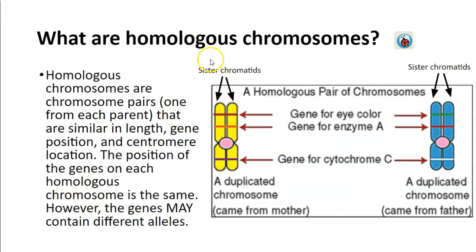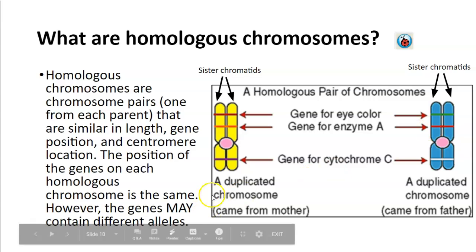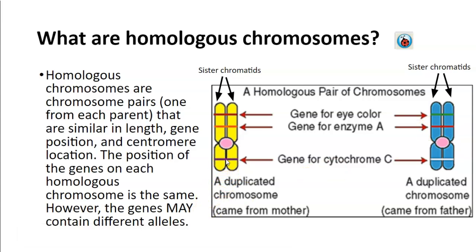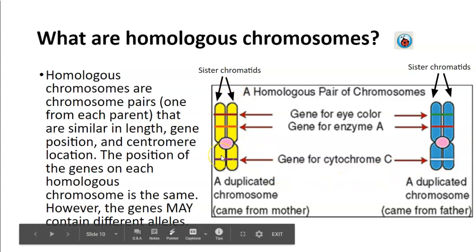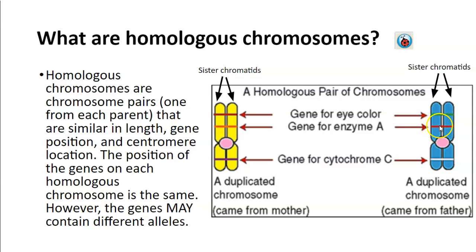Again, when you look at a pair of homologous chromosomes, remember that each chromosome is composed of 2 sister chromatids that are identical. So when you look at these homologous chromosomes, you can see that they both have the gene for eye color right here and right here. Now, the versions of those genes may be different. At this position, you have the gene for enzyme A, and over here you have the gene for enzyme A. Down here you have the gene for cytochrome C, and here's the gene for cytochrome C. Again, this chromosome was inherited from mom. This chromosome was inherited from dad.